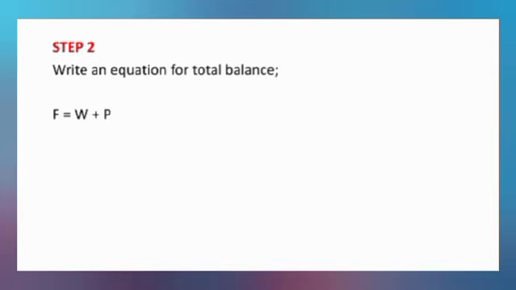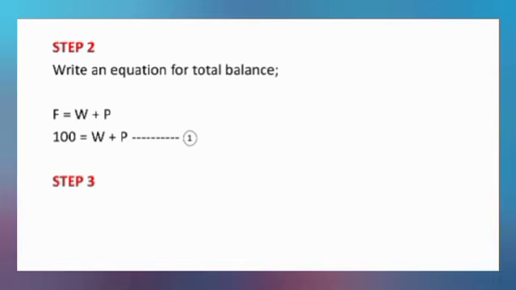So we were having the flow rate of F to be 100 kg per second. So we are going to have 100 to be equal to W plus P. And this becomes our equation 1. So now that we've gotten an equation for the total balance, we can then continue.